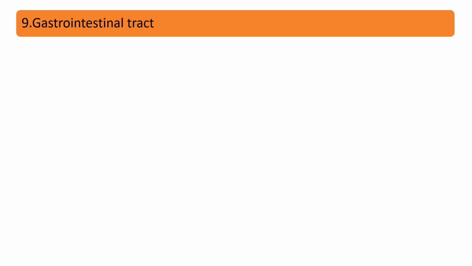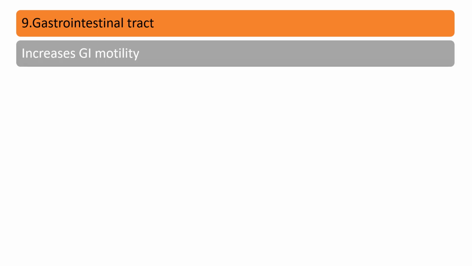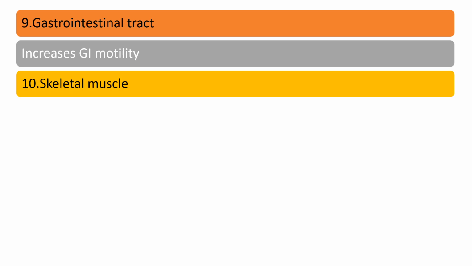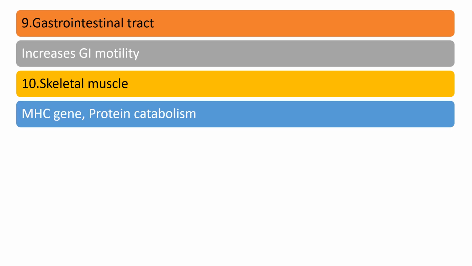Thyroid hormone in the gastrointestinal tract increases the gastrointestinal motility. Thyroid hormone also increases the appetite and the absorption of nutrients. In skeletal muscle, thyroid hormone increases the alpha myosin heavy chain activity and protein catabolism. So in the hypothyroid state, it produces muscle cramps and weakness. In the hyperthyroid state, it produces myopathy.